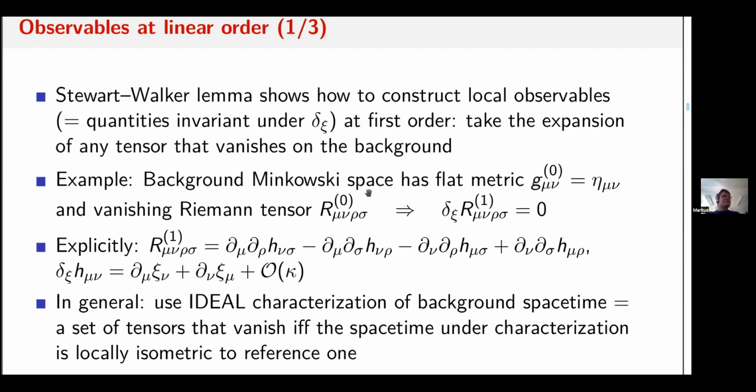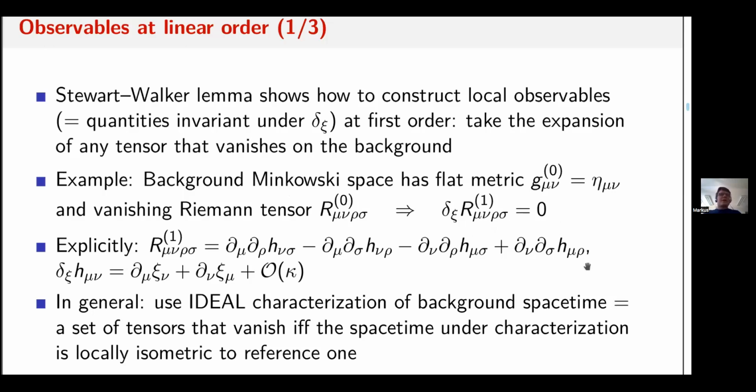Very easy example. We take flat space as a background, Minkowski. So it's a flat metric, g_0 is just eta. And the Riemann tensor, the curvature tensor of eta vanishes. So that means that the linearized Riemann tensor, the expansion of R at first order, will be an invariant quantity. Delta psi of R1 is the derivative of R0, which vanishes, so this is 0.